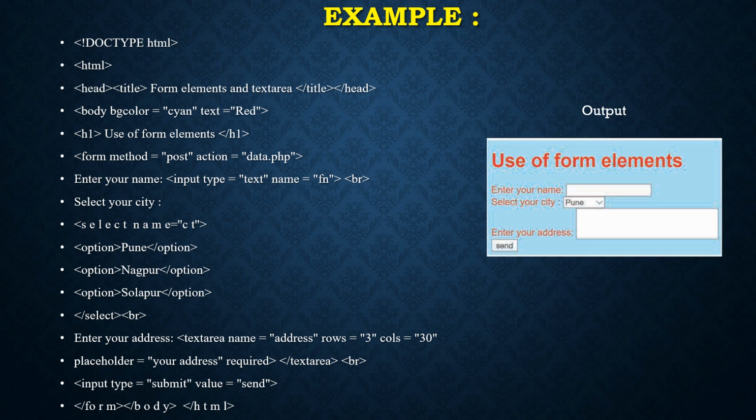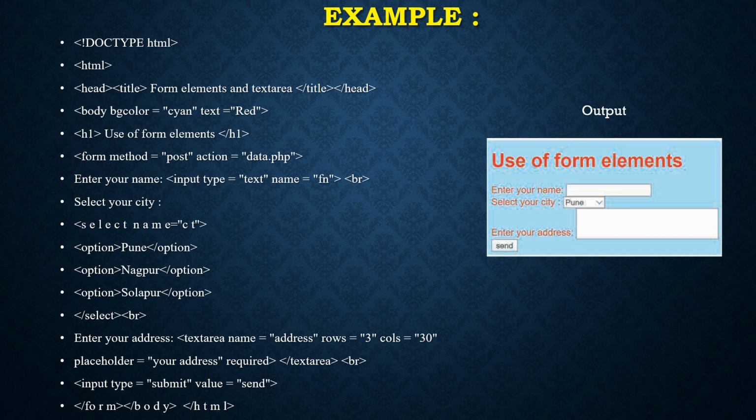Placeholder your address is required. So the user will come to know what the user has to enter, and immediately close it with slash textarea and BR. Now here input type is equal to submit. To submit the information, input type is submit and value is send. Because send appears on the button, the value is send. After completing all the controls, you have to close it with slash form, then slash body and slash HTML.